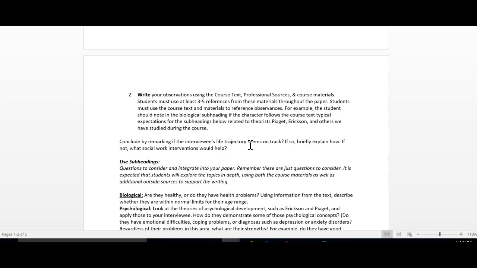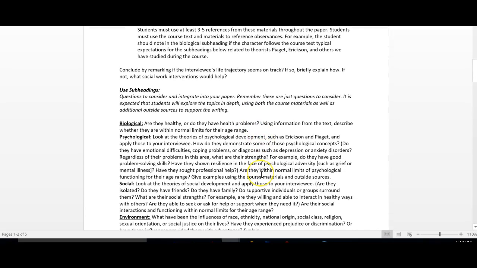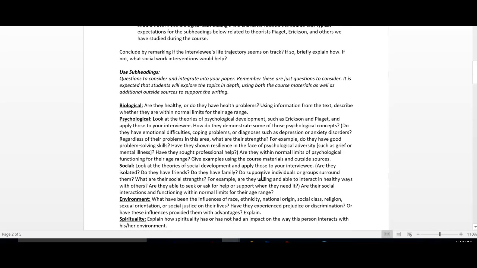So you read this for detail. Also, it's very helpful if you use subheadings. This way, you don't forget where you're at or what you're supposed to be writing about. You don't miss out and not put in some information. So these subheadings are biological, psychological. This will also help you, if you read this before you do the interview, it'll help you understand better what you're looking for.